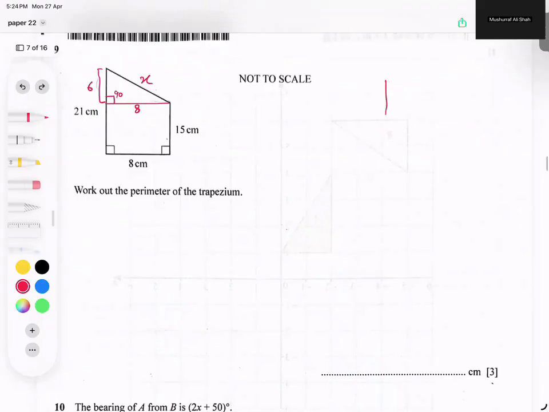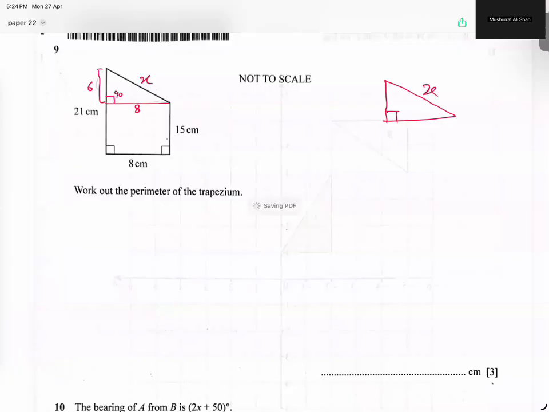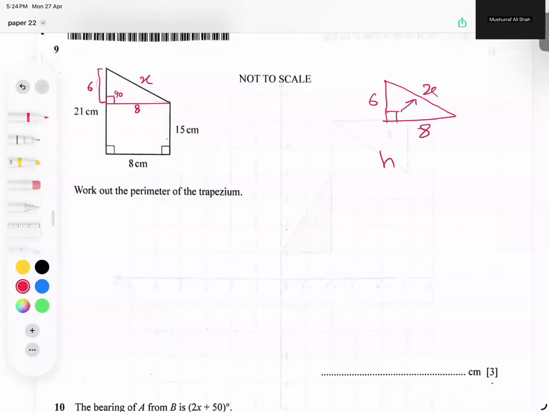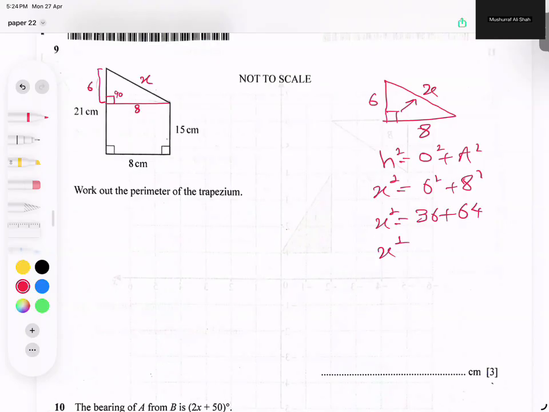Take a look, please. This is x, this is 6, and here 8. In front of 90 degrees is called the hypotenuse; hypotenuse square equals opposite square plus adjacent square. So x to the power 2 equals 6 square plus 8 square. 6 square is 36, and 8 square is 64. If you add them, you get 100. Take the root of 100, we get 10. So it means x is 10.